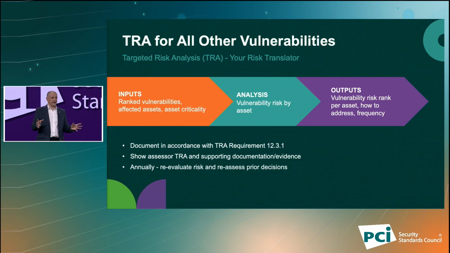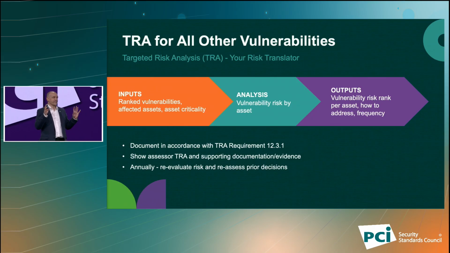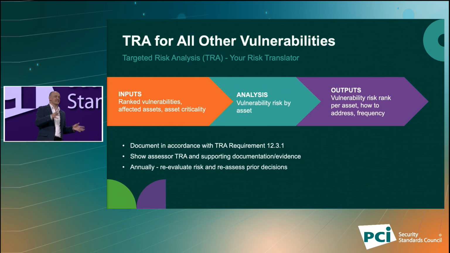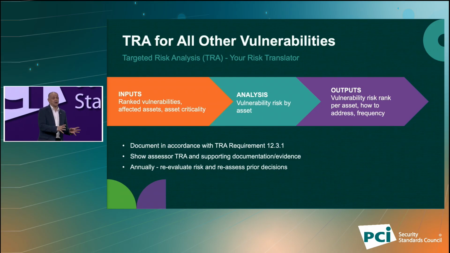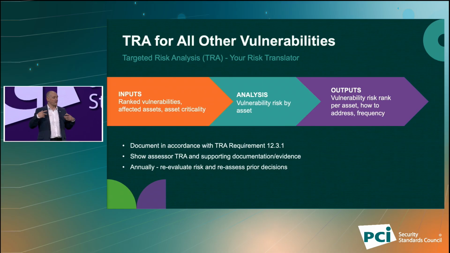Now, the key part here is the QSAs, the qualified security assessors. When they're going in there, they're really going to be wanting to see that TRA, and they're going to want to see the supporting documents as well. And this is all going to come into requirement 12.3.1. And the really useful bit about the TRA is it becomes your audit trail. It becomes your evidence. It gives you that defense for why you chose to do the patching in the order you do and why it was appropriate for your environment.